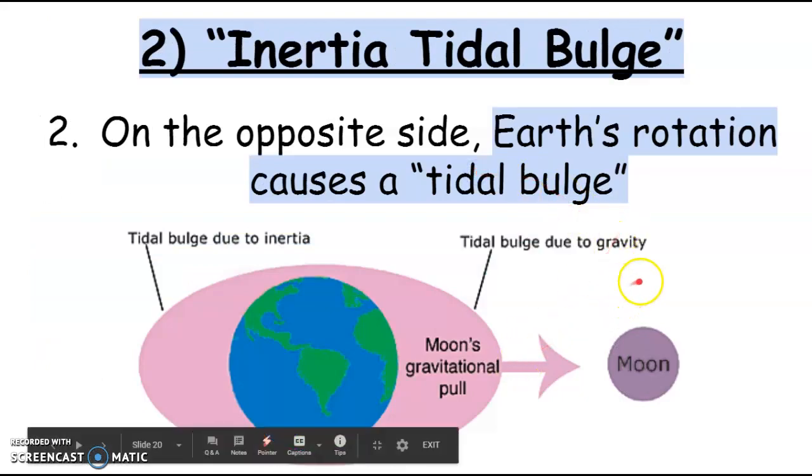Okay, again, another graphic that shows you what's going on. High tides here because of the moon, high tide opposite because of the centrifugal force, low tides in between.